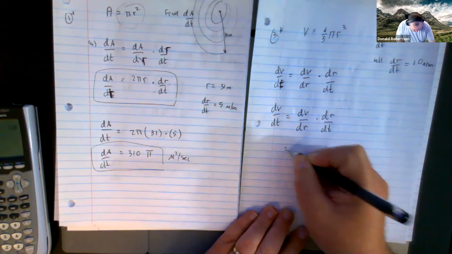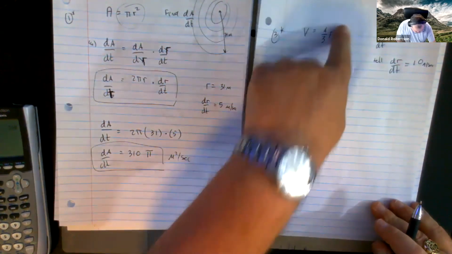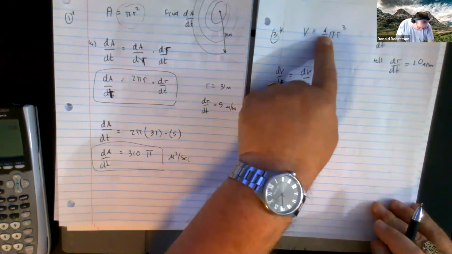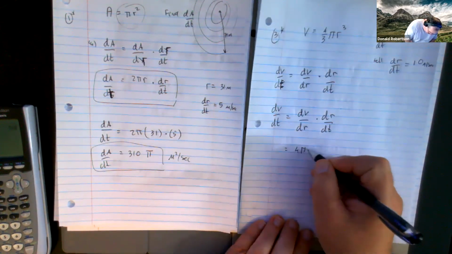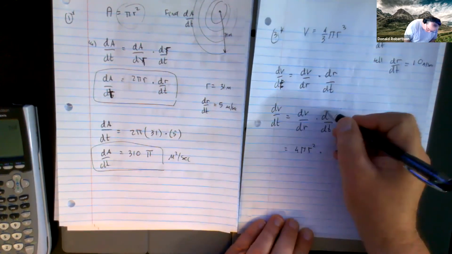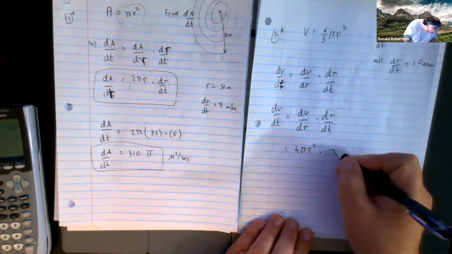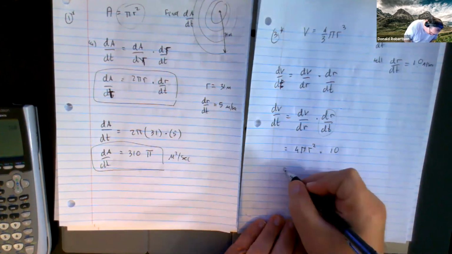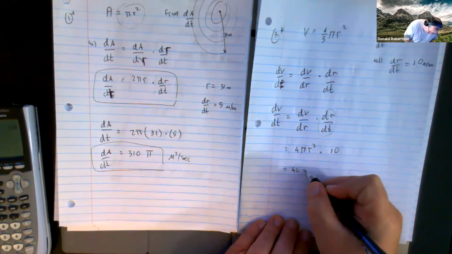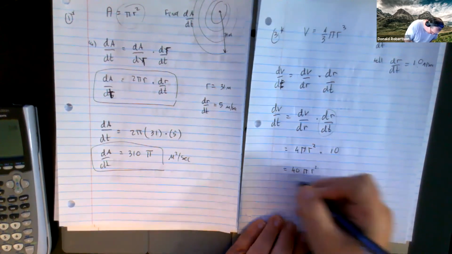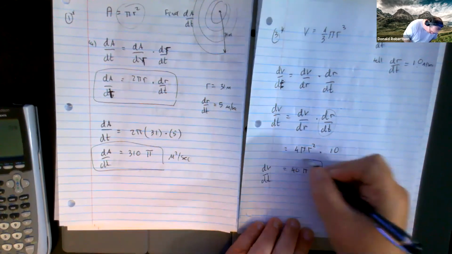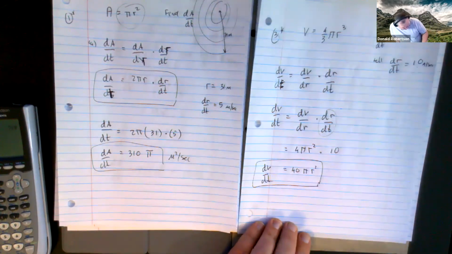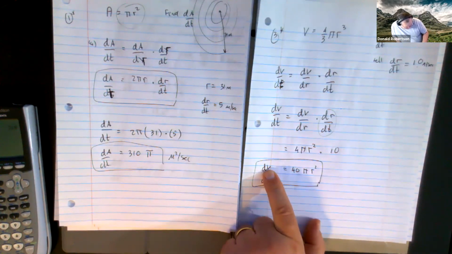Now, if you differentiate this with respect to r, you multiply by the power and reduce the power by 1, you get 4 pi r squared. This is the fixed number 10. So you get 40 pi r squared. And that is essentially the formula that you can use to find the rate at which the volume is changing with time.